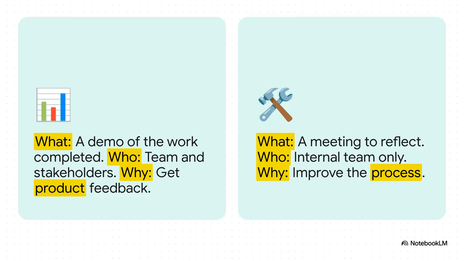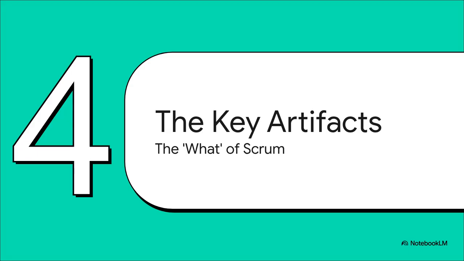They get together and ask, how do we do? What went well? What could be better? The review is about the product, the retrospective is about the process. Okay, so you've got the people and the process, but how do you keep track of all the work? Scrum uses 3 key tools, or artifacts, to make sure everything is transparent.